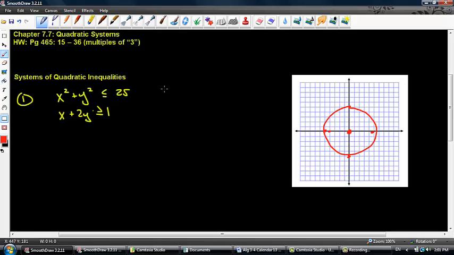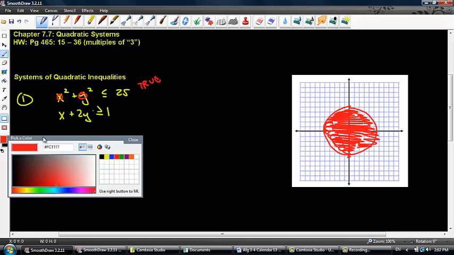And now I need to find where it's being shaded. Well, go ahead and just pick a test point. If I choose 0, 0, if I plug 0 in for x and 0 in for y, 0 plus 0 is less than 25. That is true. Therefore, my shading is going to occur inside the circle, right? Inside the circle here.